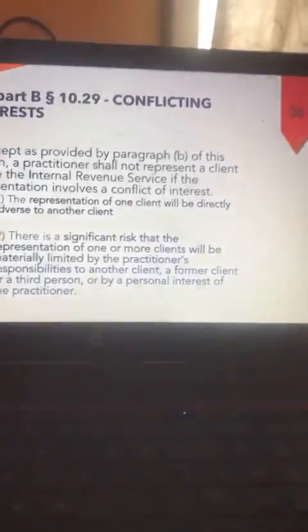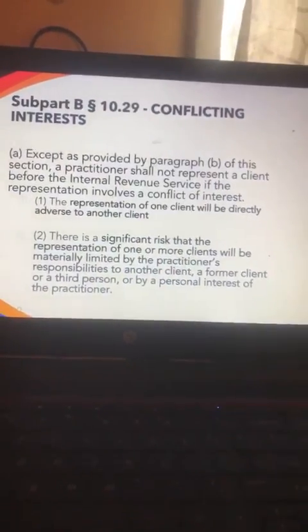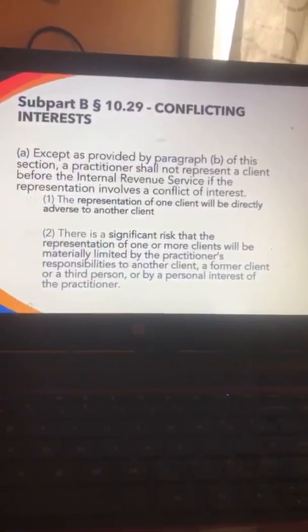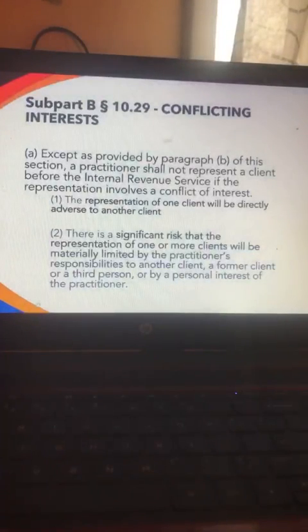There is a significant risk that the representation of one or more clients will be materially limited by that practitioner's responsibilities to another client. Same scenario. If you are being limited by your representation of the entity, you've prepared the 1065, and it's limited now to what you can do to the individual. Or look, a former client, or a third person, or by the personal interest of you.